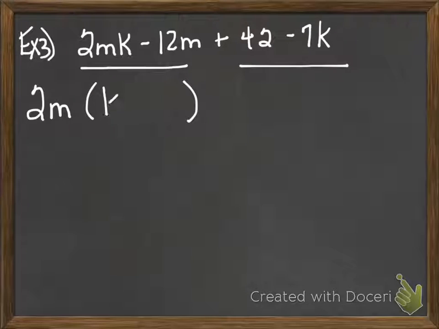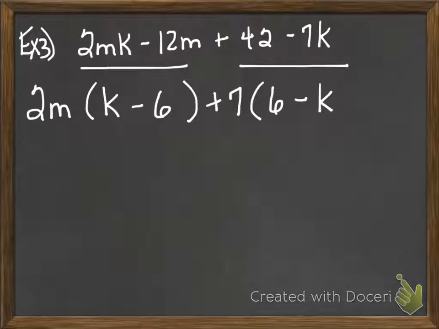K minus 6. Y'all with me? Okay. What's the GCF between the last 2 terms? 7. So let's always do a positive 7 until we come across something that's not going to work for a positive 7. But let's do plus 7 right here. 7 times what is 42? 6. 7 times what is negative 7k? Negative 1. Negative 1k or just negative k.